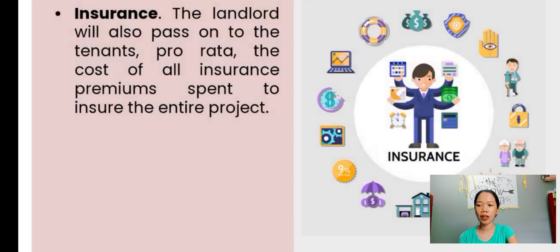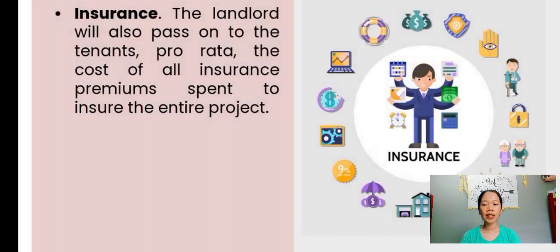Next is insurance. The landlord will also pass on to the tenants, pro rata, the cost of all the insurance premiums spent to insure the entire project. So this is where a renter's insurance policy comes in. A renter's insurance is a policy that covers the tenant, their belongings, and potential liabilities that may occur on the property while they are living within the premises. So the landlord will not be liable for any loss of tenant's property.